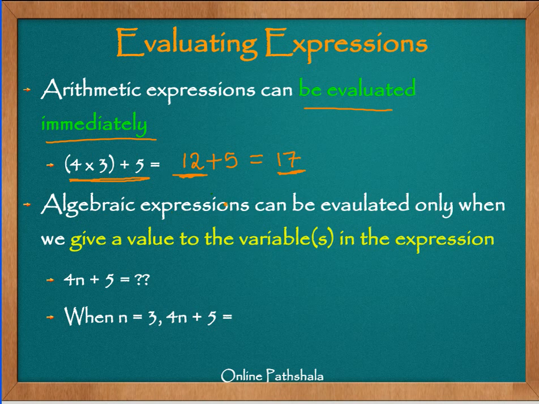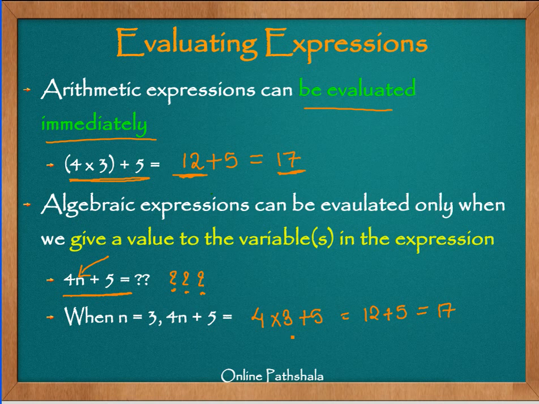We cannot do so. Just have a look at this: 4n plus 5. This is an algebraic expression. What is the value for this? What is the number that I can give here? I cannot give a number unless and until I know the value of n. Now let us say that we put a value of 3 to n, that is, instead of n I am giving the value 3. Then I can proceed to solve this expression by writing 4 multiplied by 3 plus 5. It gives me 12 plus 5, which is 17.